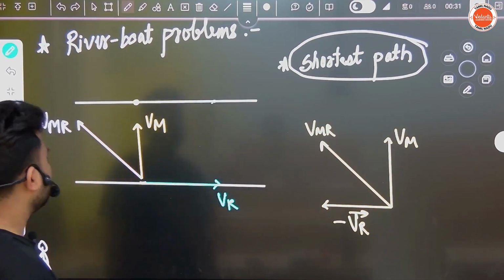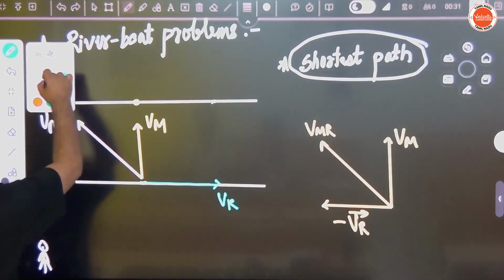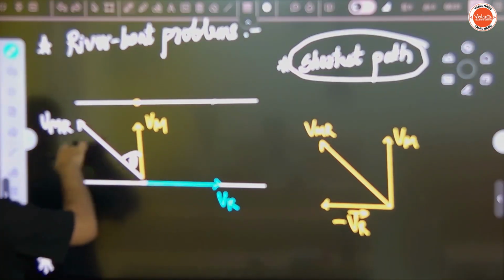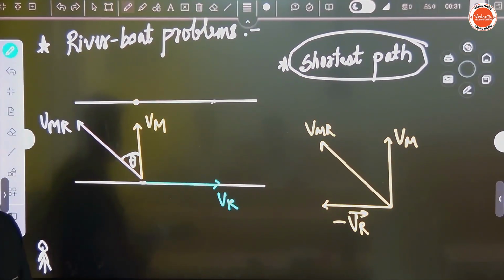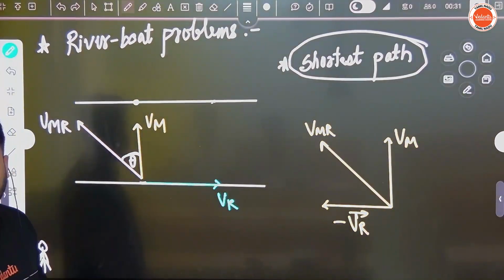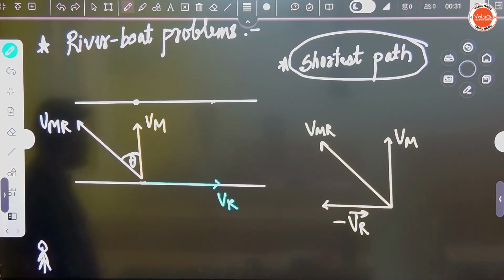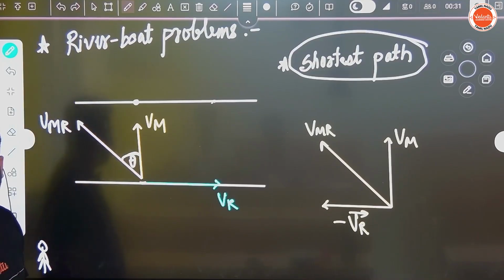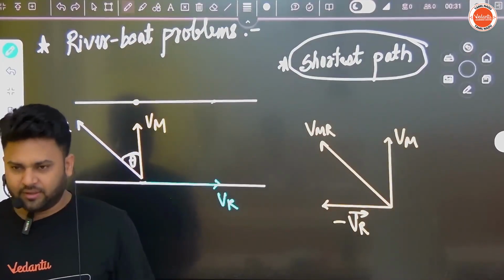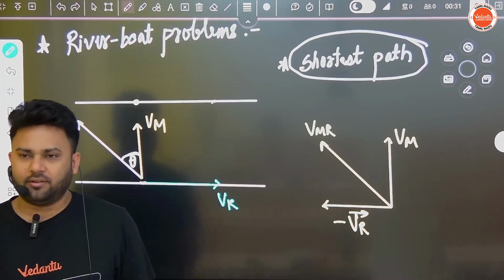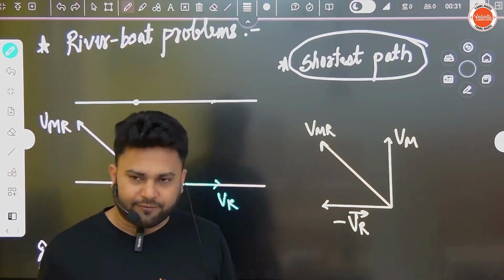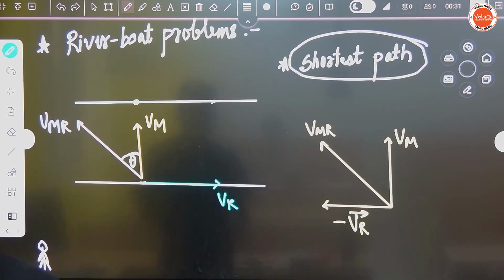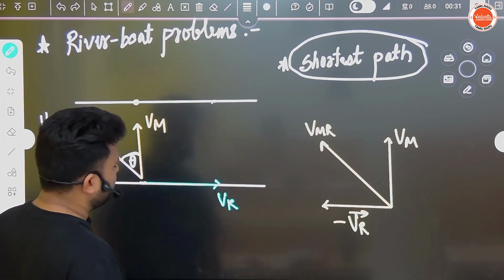All the questions they ask from here only. What questions they ask? How much angle the man has to swim so that he follows the shortest path? This theta they will ask. How much angle from vertical the man has to be tilted? I have to go straight, but due to water, definitely I will have to move in this direction so that water hits me and I am moving in the straight direction. So they will ask, what will be the angle?